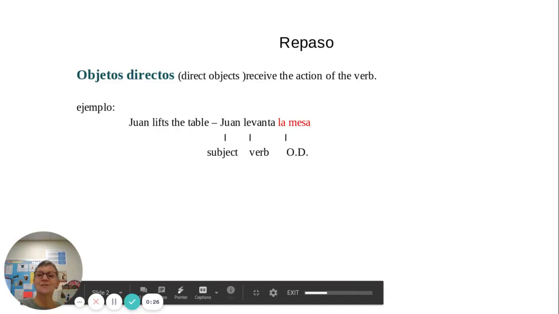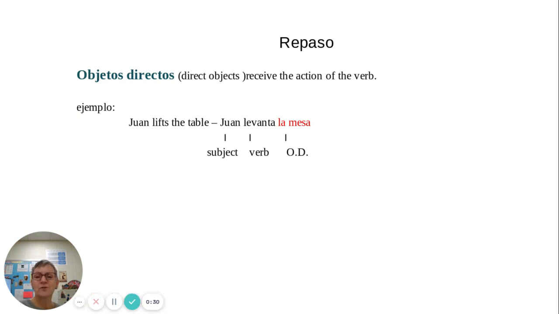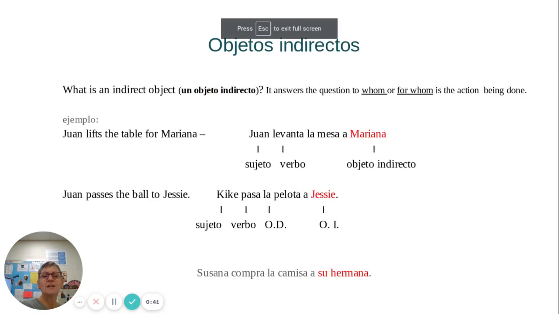Recuerden, los objetos directos, the direct objects receive the action of the verb. Juan levanta la mesa. What does he lift? He lifts the table. That's what we just finished in the last desafío, and you did very well. But now let's talk about indirect object pronouns. And they answer the question, to whom or for whom is the action being done?